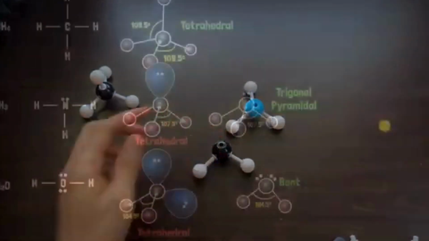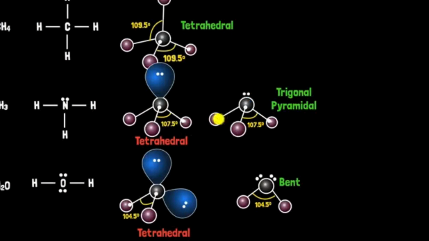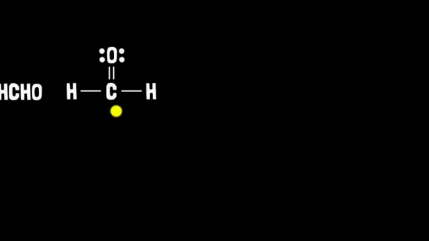Okay, so we got 3 done so far. Let's do a couple more. Next up, we'll look at formaldehyde, whose Lewis structure looks like this. Again, great idea to pause the video and see if you can predict what the geometry is going to look like. It's fun to do that.